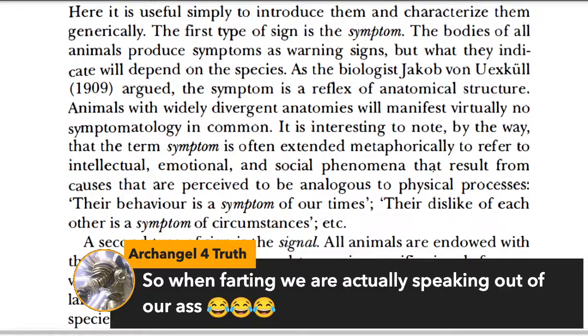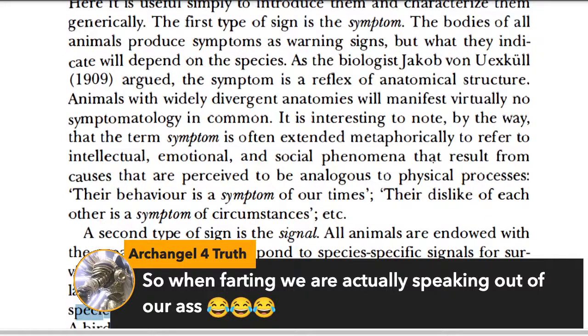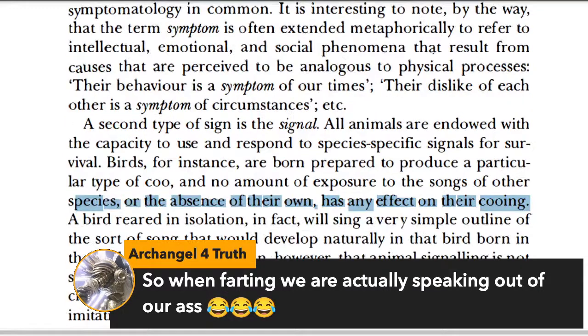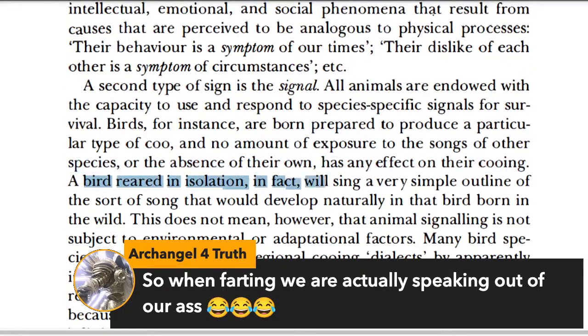A second type of sign is the signal. All animals are endowed with the capacity to use and respond to species-specific signals for survival. Birds, for instance, are born prepared to produce a particular type of coo, and no amount of exposure to the songs of other species or the absence of their own has any effect on their cooing. A bird reared in isolation, in fact, will sing a very simple outline of the sort of song that would develop naturally in that bird born in the wild.